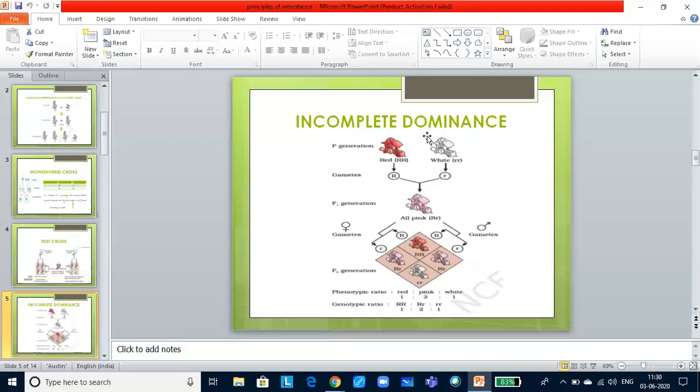Hence there was a mixture. So pink is lighter than red but darker than pure white. So this is what we call incomplete dominance, and this is how the ratios are worked out.